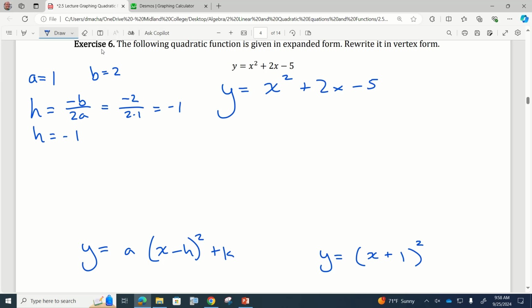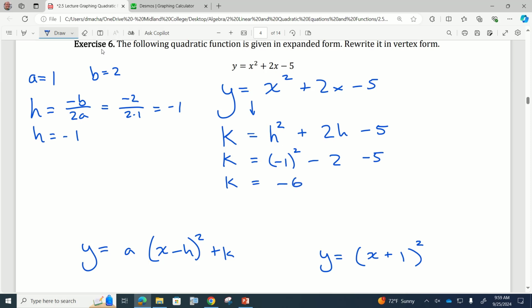And if I want to find k, I'm just going to start from my original equation here and then plug in the x coordinate of my vertex. And I just found the x coordinate of my vertex. That is -1, and so that's 1 minus 2 minus 5. K is -6. And then down here, when I add k, I just say -6.